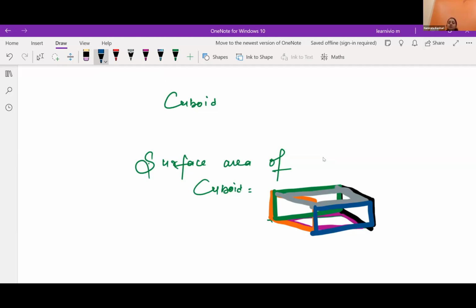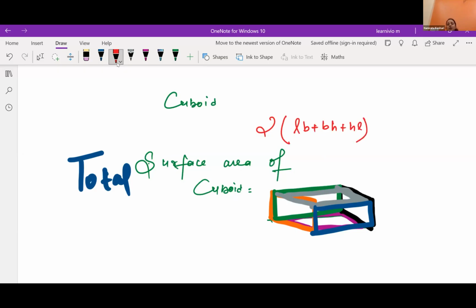The area of all the surfaces of this cuboid added together is called the surface area of cuboid, or you can call it total surface area of cuboid. The formula is, you must have seen it, 2 in bracket, length into breadth plus breadth into height plus height into length. Have you seen this formula? Yes, I remember.